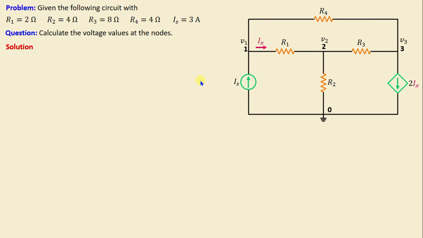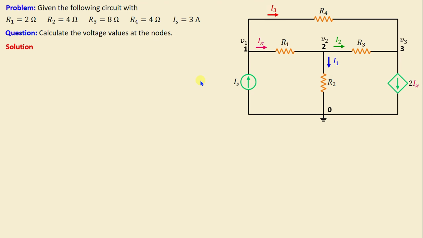And let's assign now arbitrarily the currents in each branch. I will consider I1 is the current through the resistor R2, I2 is the current through the resistor R3, and I3 is the current through the resistor R4.